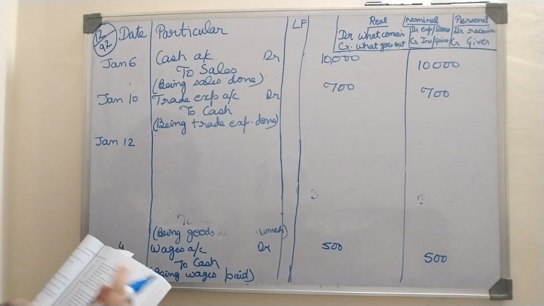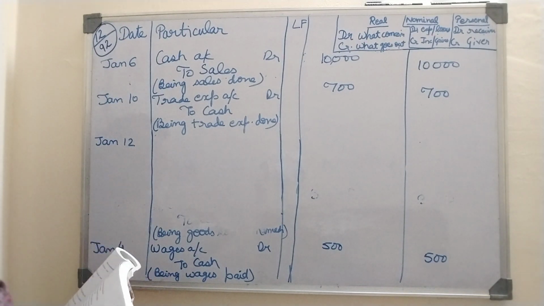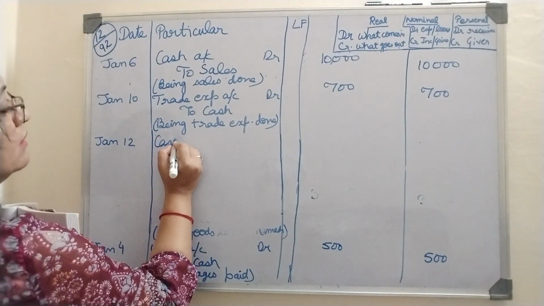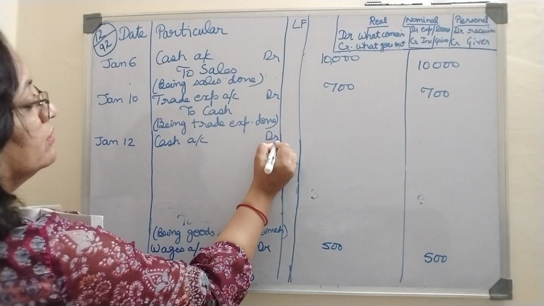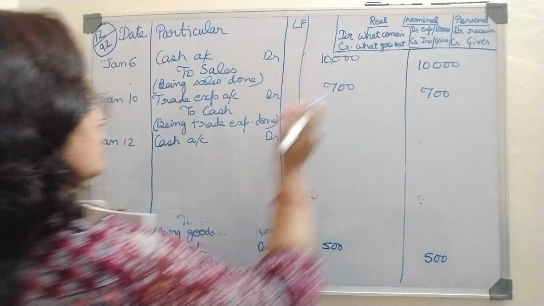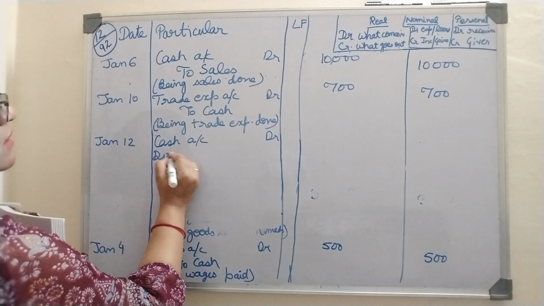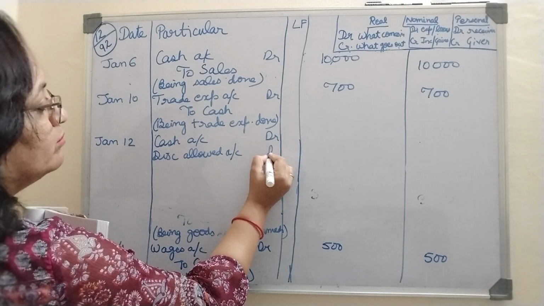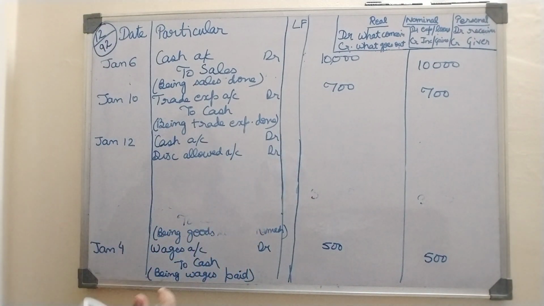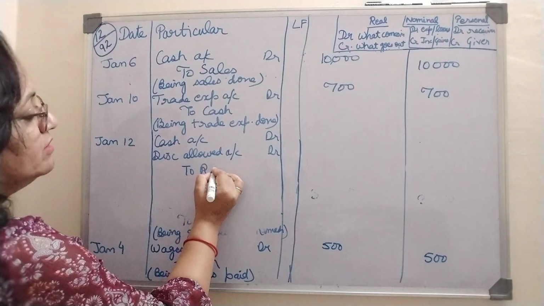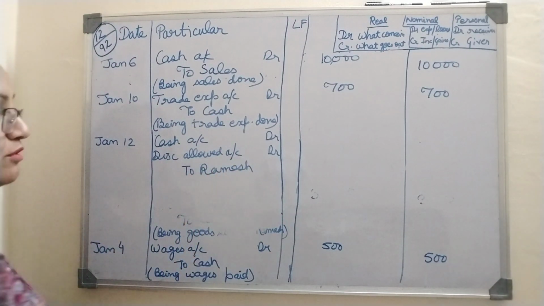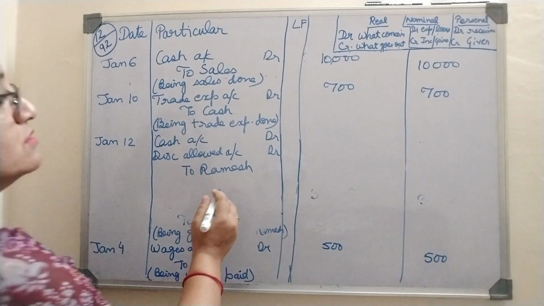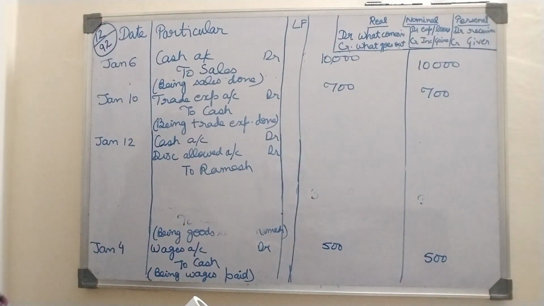Okay. Now next we have January 12. Cash received from Ramesh, discount allowed. So when we are receiving cash, we will write debit what comes in. Cash account debit. And discount is our loss, right? We are giving discount to the other person. So discount allowed account debit. And whose account are we settling? To Ramesh. If you see the previous transaction that I have rubbed, from Ramesh we had made the sale of 30,000, right? So now we have given him discount of 500.